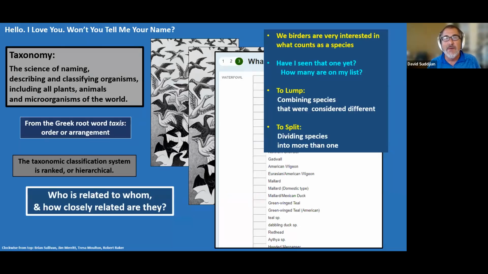And there are 2 elements in taxonomy that we encounter as birders over time. And this is the idea of combining species, or what we call lumping. Boo, we don't like lumping species because we might lose one on our list. That's combining species that were considered different.